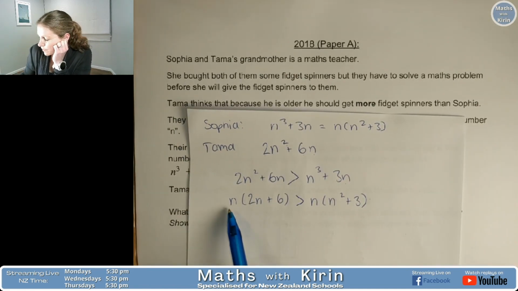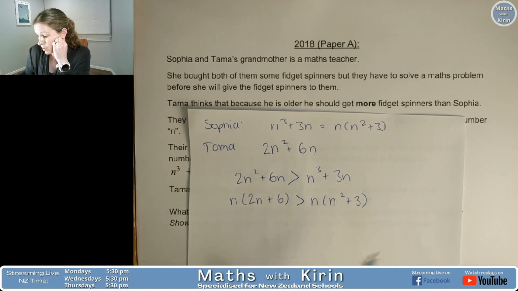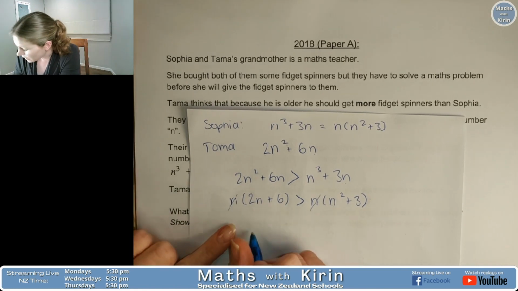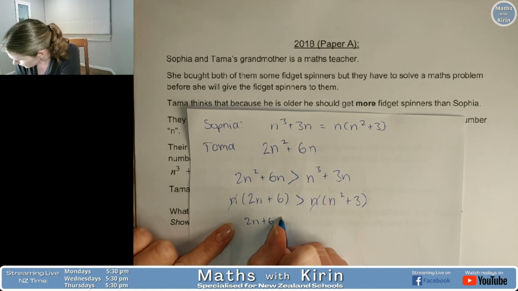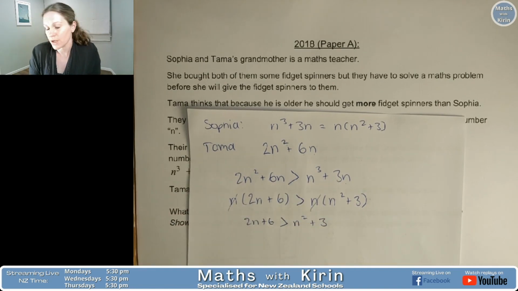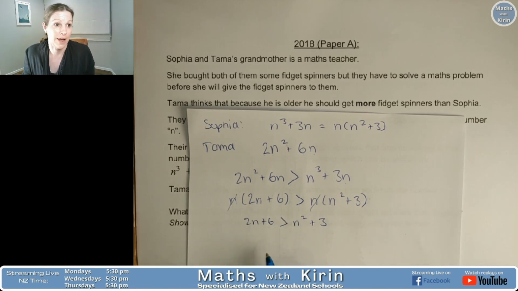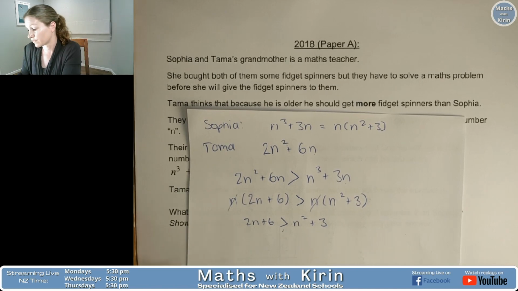Okay, so because these both have a factor of n, we could actually divide both expressions through by n, which means that these will cancel out. So we now have 2n plus 6 has to be bigger than n squared plus 3. Looks much more friendly now that we don't have any cubes going on. And we've got a quadratic because we've got our highest power n squared. So to solve our quadratic, it's a quadratic inequality, we need to move everything to the left-hand side to get it equal to 0 so we can find those critical values.